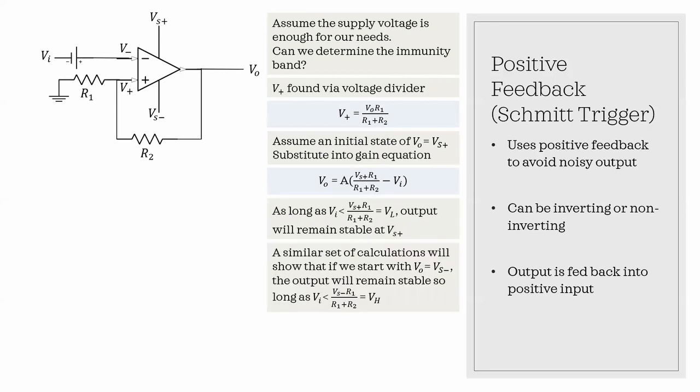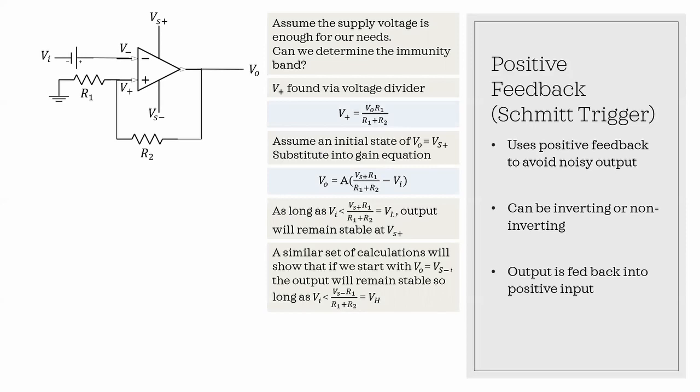Now, if we start with the opposite assumption, where the output is initially in the low state, we could find a similar value where the Vi remains above. Our output will not change. So now we have a high value and a low value. If we stay lower than the high value, we're not going to change, and if we stay higher than the low value, we're not going to change also.